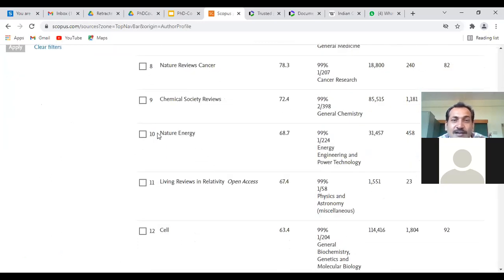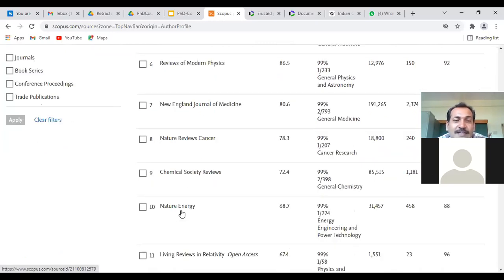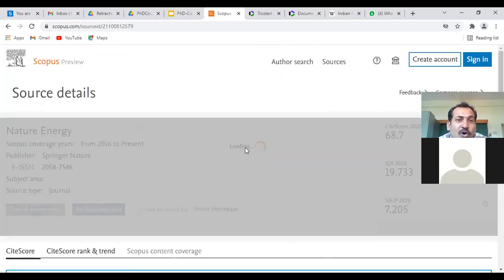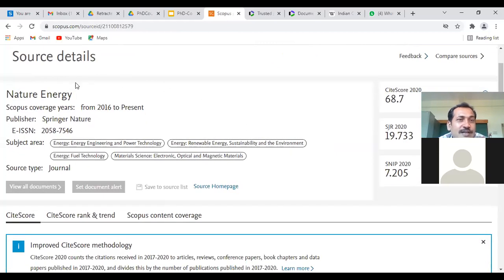Physics, Nature Energy Journal, it has a 68 site score and all this. So, if you want to visit this website, we can just click on this name and visit the more detail of the journal. So Nature Energy, it is there in this database since 2016. Who is the publisher? Publisher is the Nature, Springer Nature.